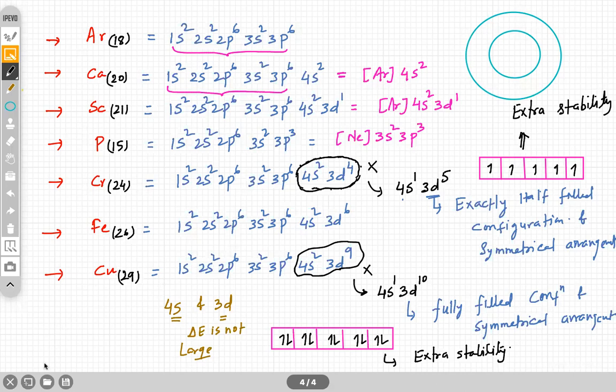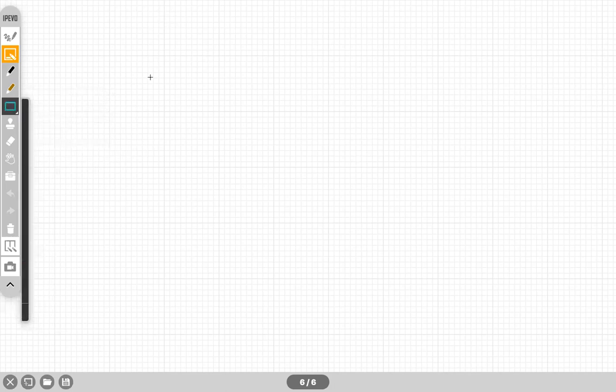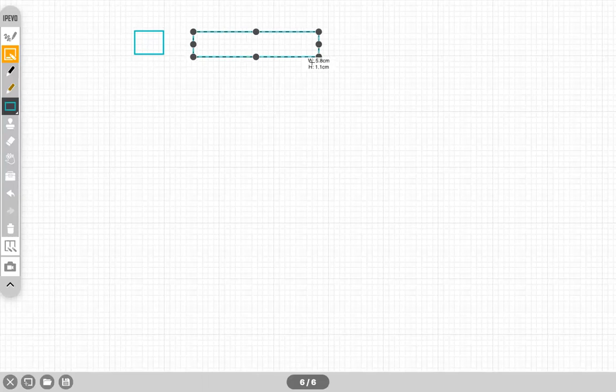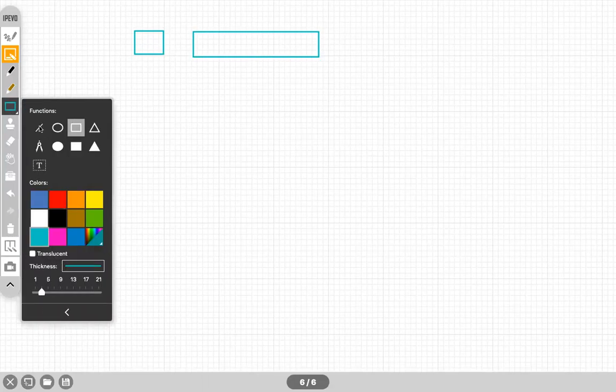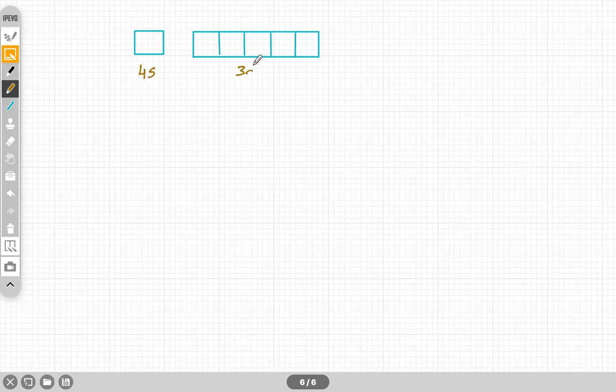See, this one you see. You have two possibilities. Okay, this is 4S, this is 3D. This is the 4S orbital and this is the 3D orbital, the 3D shell we have. So one arrangement is this, when the 4S has two electrons and 3D has four electrons. Right? So here we have some repulsion in two electrons.